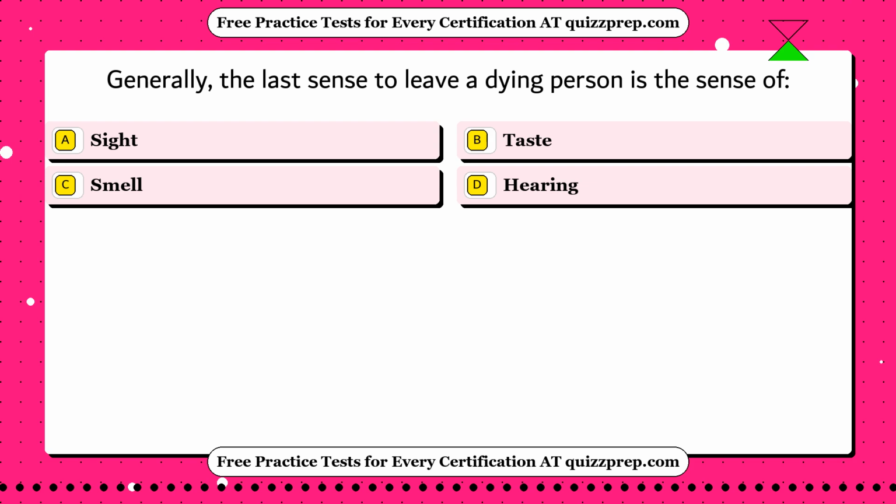Question 45. Generally, the last sense to leave a dying person is the sense of: Option A, sight. Option B, taste. Option C, smell. Option D, hearing.